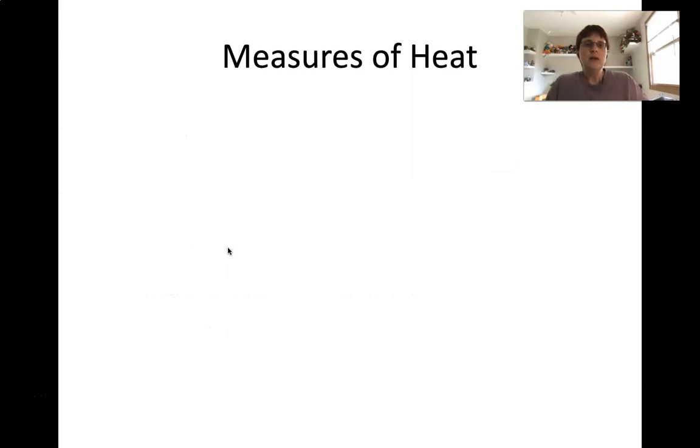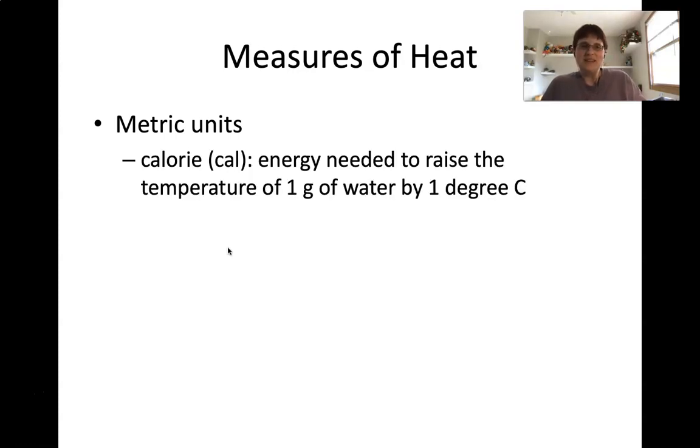All right, so how do we measure heat? Well, heat is measured in metric units. Again, we're a science class, but you're familiar with this metric unit. You've seen it before, because the metric unit for heat is the calorie. You'll see here, this is calorie with a little c. This is the amount of energy needed to raise the temperature of 1 gram of water by 1 degree Celsius. So a very small amount of water by just 1 degree Celsius.